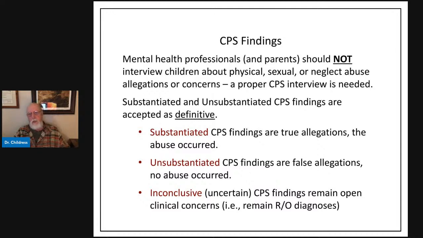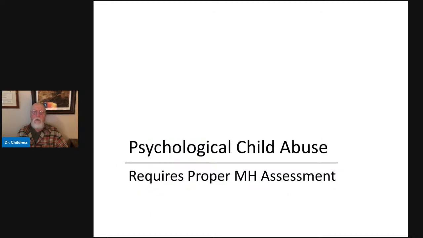If it's substantiated, the CPS findings are true allegations. The abuse occurred. Unsubstantiated, the CPS findings are false allegations and no abuse occurred. That's definitive. If they come back inconclusive, uncertain, then the CPS findings remain open clinical concerns and remain a rule-out diagnosis for the treatment providers.